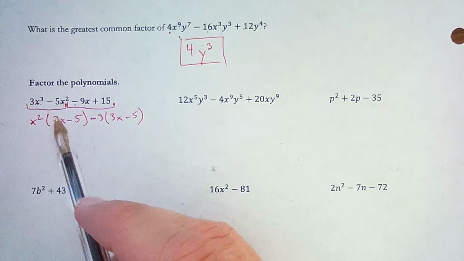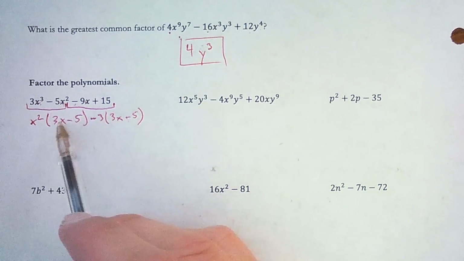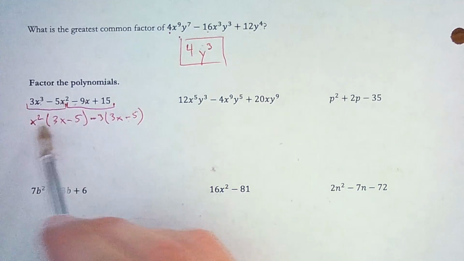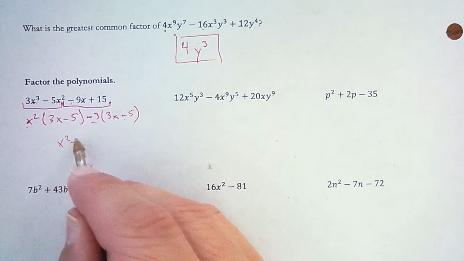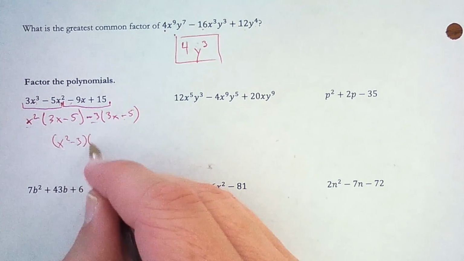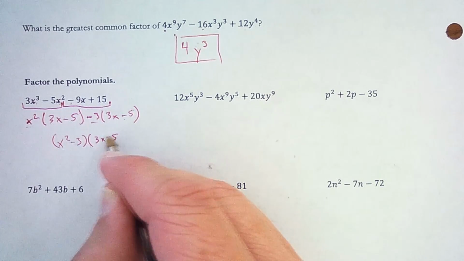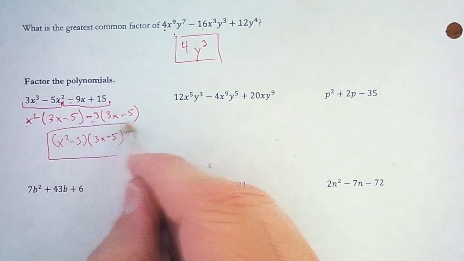And now for these two terms, the greatest common factor is 3x minus 5. And if I factor that out, I'm going to have my x squared minus 3 multiplied by 3x minus 5. That is my factored form.